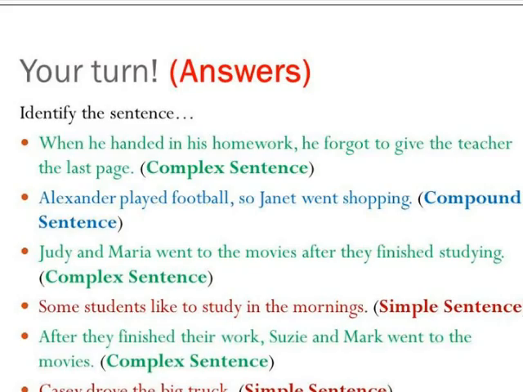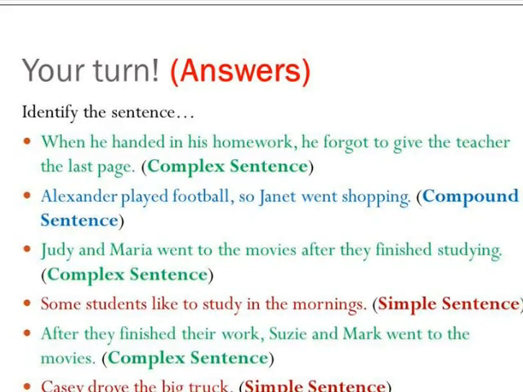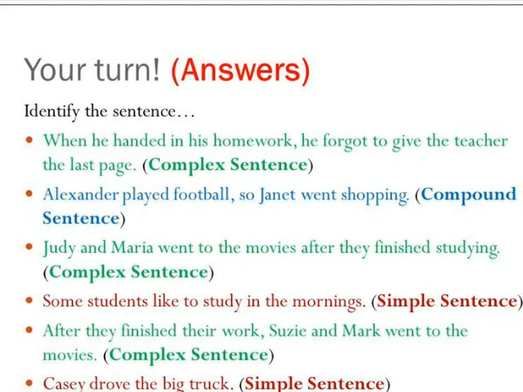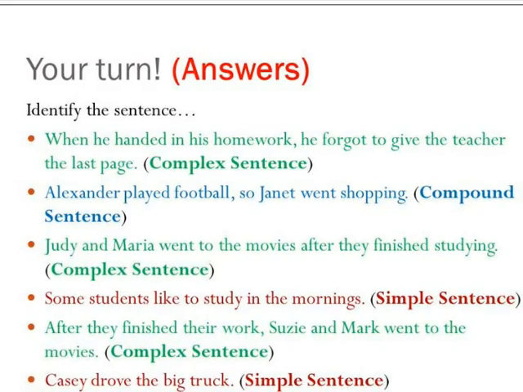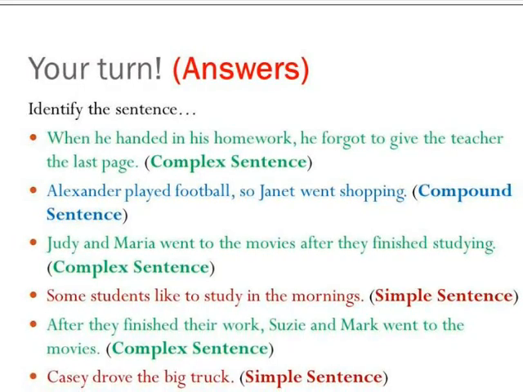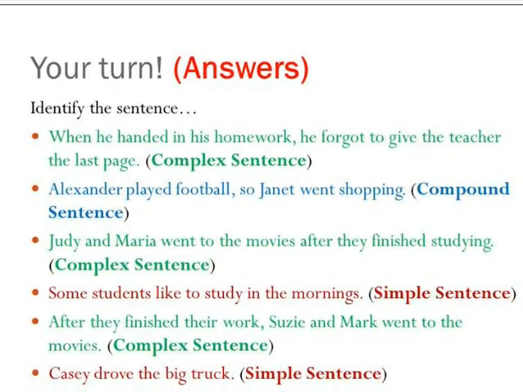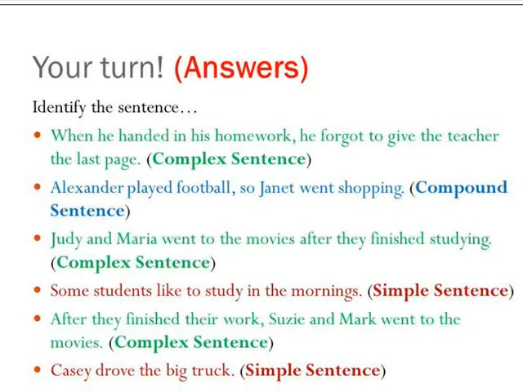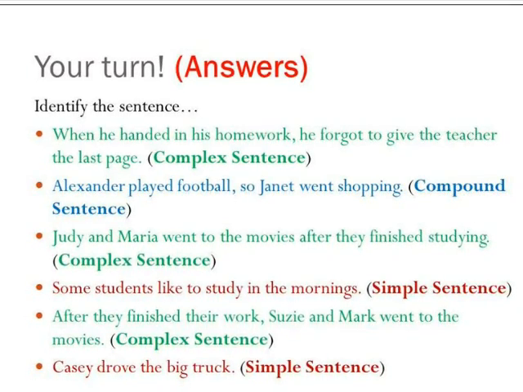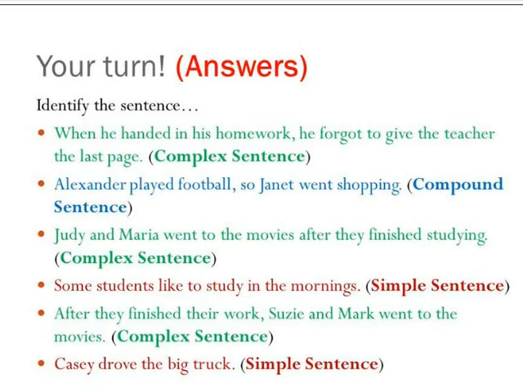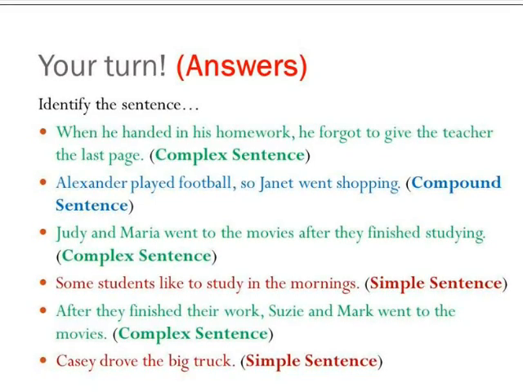Sentence 3. Judy and Maria went to the movies after they finished studying. Here's another example of a complex sentence. Number 4. Some students like to study in the mornings. This is an example of a simple sentence. Did you get that one correct? And finally, the last 2.